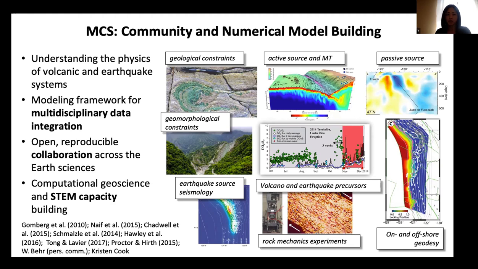Another objective is to promote and facilitate open and reproducible collaboration and research. And this is also important if we really want to integrate multidisciplinary data. And another important thing is that computational geoscience can make geoscience more accessible to some populations who are not really physically able to participate or experience science. And with computational geoscience, we can increase inclusivity and also STEM capacity. So that's another goal of MCS.